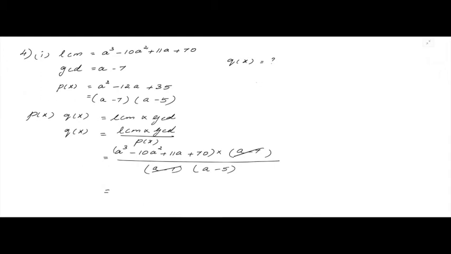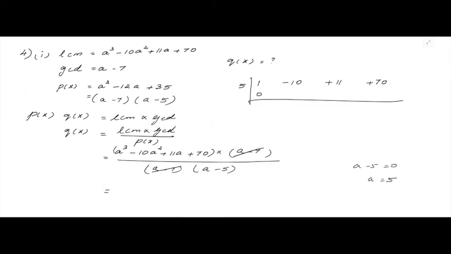Last year you have learnt it. How do you write it? For the dividend you write all the coefficients, that is 1, minus 10, plus 11, plus 70. For the divisor a minus 5, you take a minus 5 equal to 0, so a is equal to 5.